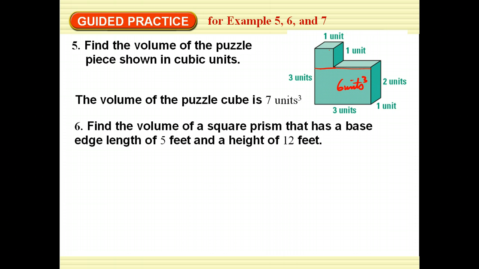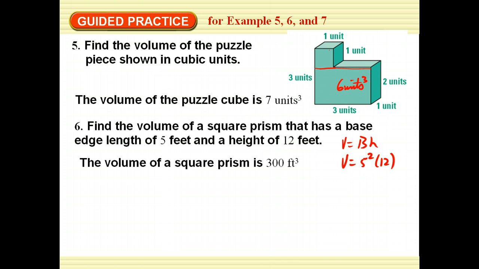Find the volume of a square prism that has a base edge length of 5 feet and a height of 12. Well, remember, it is the area of the base. So the volume is the base area times the height. My base area is 5 squared multiplied times 12, and that gives me 300 cubic feet.